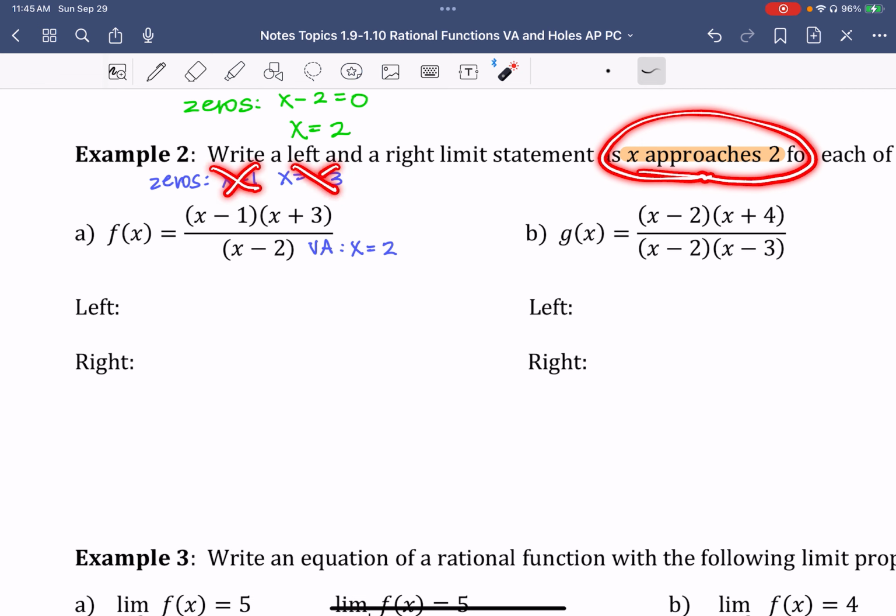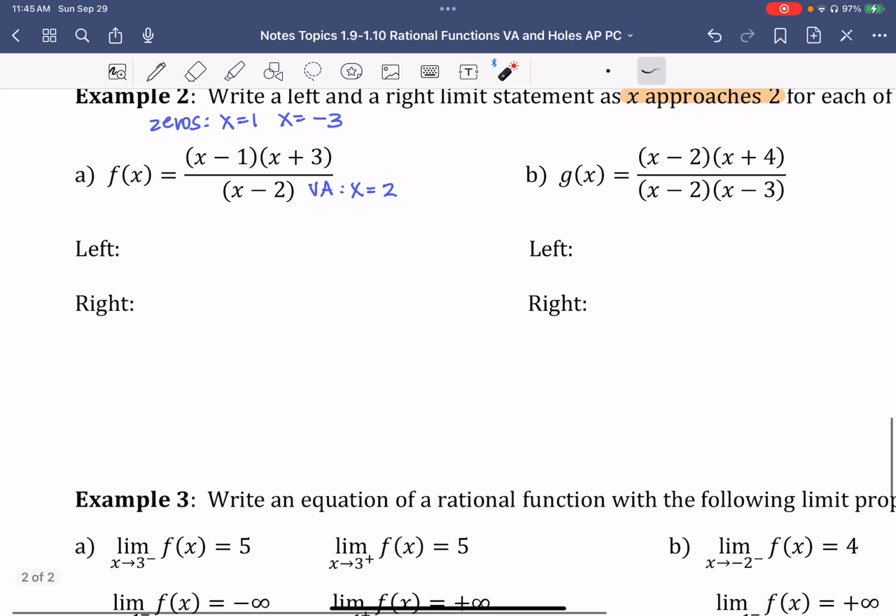These zeros do not equal 2, so I'm not going to focus on that, but I do have a vertical asymptote at x equals 2, so I want to use that one because it answers the question. They wanted me to focus on x approaching 2. Now, the vertical asymptote, remember that on the left or the right side, you're either going to be facing up or down. To figure out whether you go up to infinity or down to negative infinity, you need to make a number line like we did on lesson 8.